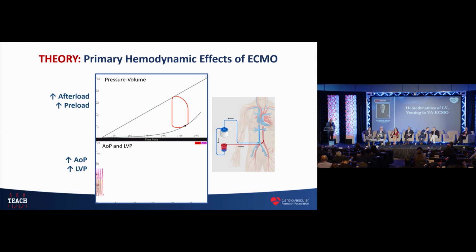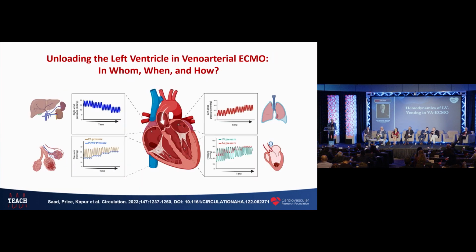So this slide depicts, in the pressure volume domain, the primary hemodynamic effects of ECMO. ECMO increases afterload, and since the ventricle has to eject the blood through the aortic valve, blood will be retained in the ventricle until by Starling's mechanism it can overcome this new increase in blood pressure. And this is why wedge pressure and end diastolic pressure increase.